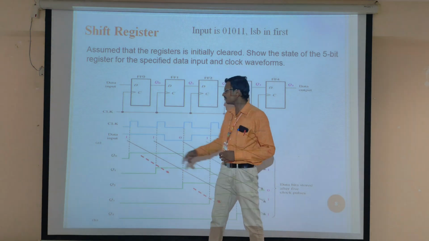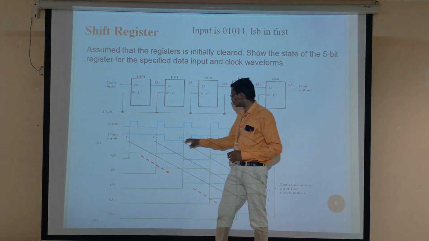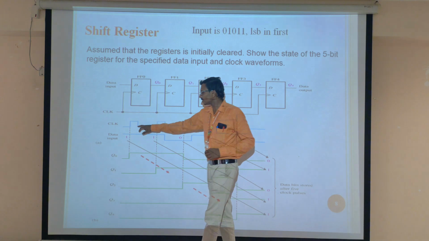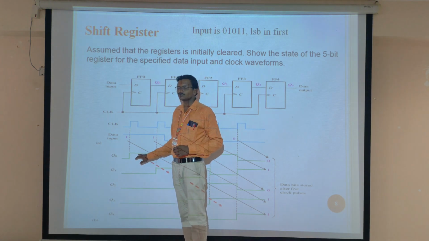First of all, we take the input 1, 1, 0, 1, 0. So these are the inputs. We apply the first clock pulse. What happened? Only the Q0 value is 1. The remaining values are 0.